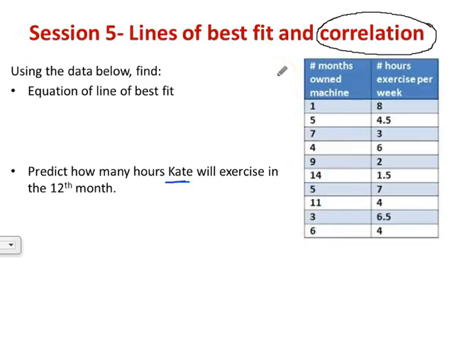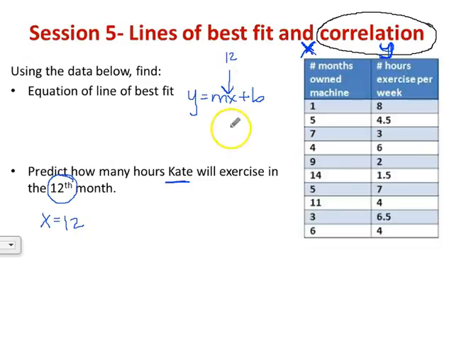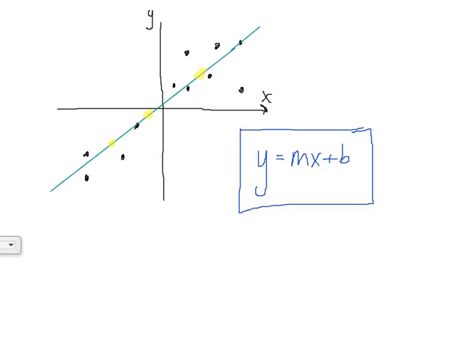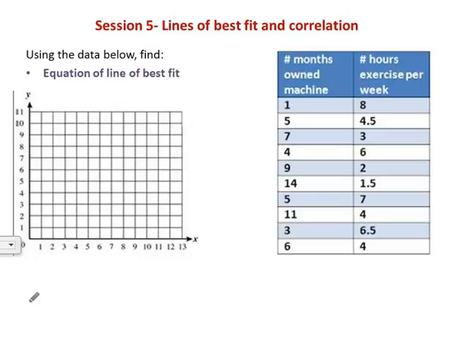So when we have an equation, y equals mx plus b, but it's actually filled in with numbers, then we could, so here on our table, our x variables are going to represent the number of months that Kate owns her exercise machine, and our y variable is going to be the corresponding number of hours of exercise per week. So in this case, x would equal 12. Once we find our equation of the line of best fit, we can plug 12 in for x. But first, we need to find that equation. So let's go ahead and do that.